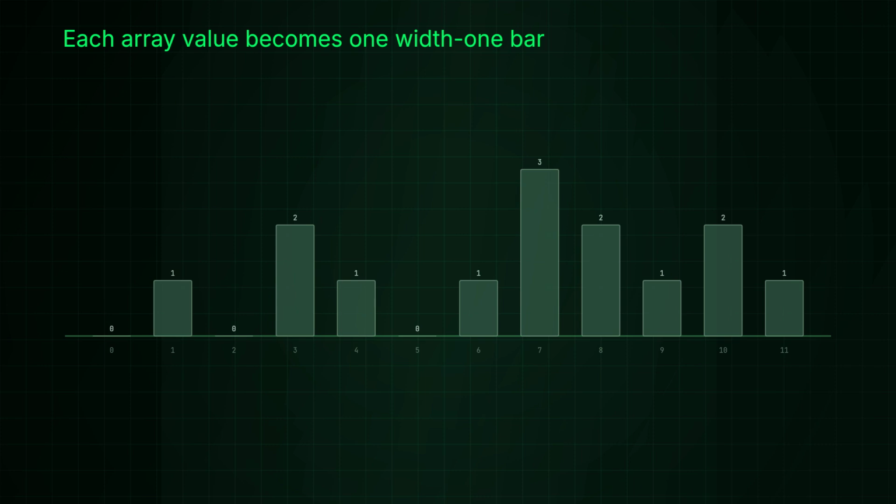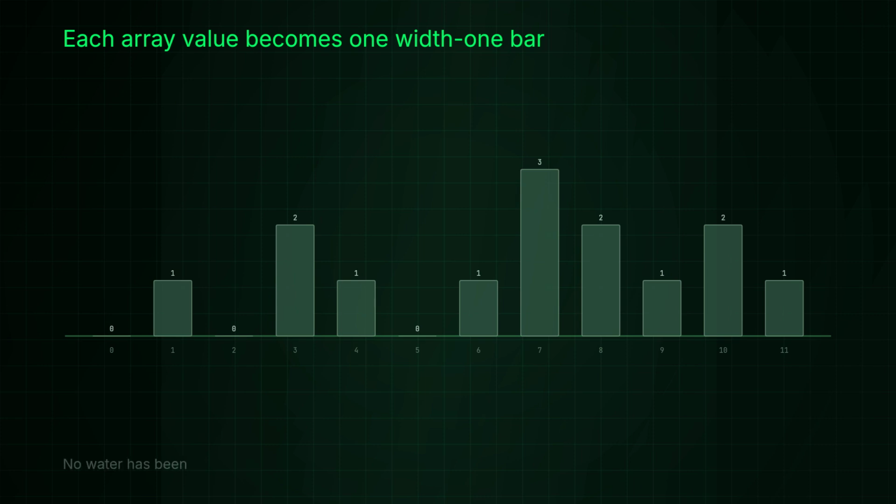At index 5, the value is 0, so this position has a bar of height 0. At index 6, the value is 1, so this position has a bar of height 1. At index 7, the value is 3, so this position has a bar of height 3. At index 8, the value is 2, so this position has a bar of height 2. At index 9, the value is 1, so this position has a bar of height 1. At index 10, the value is 2, so this position has a bar of height 2. At index 11, the value is 1, so this position has a bar of height 1.